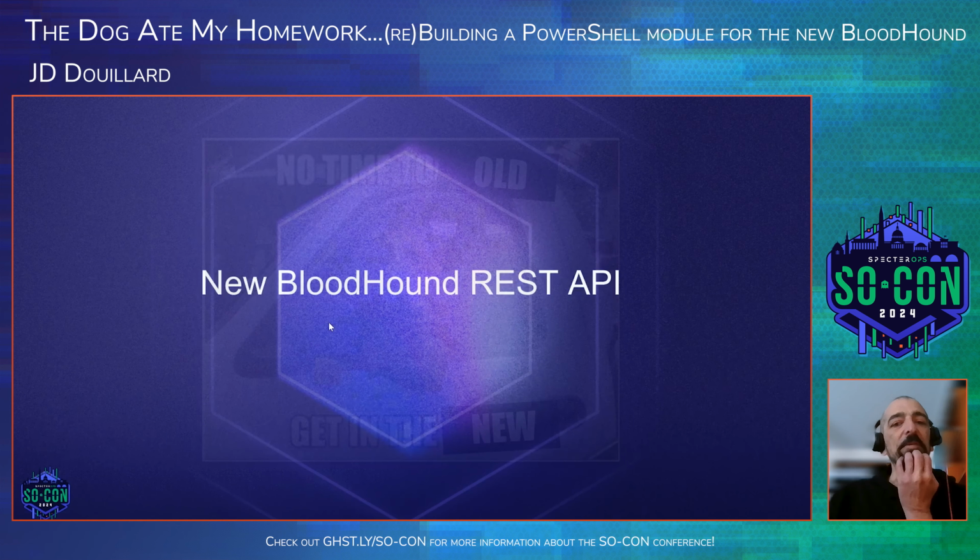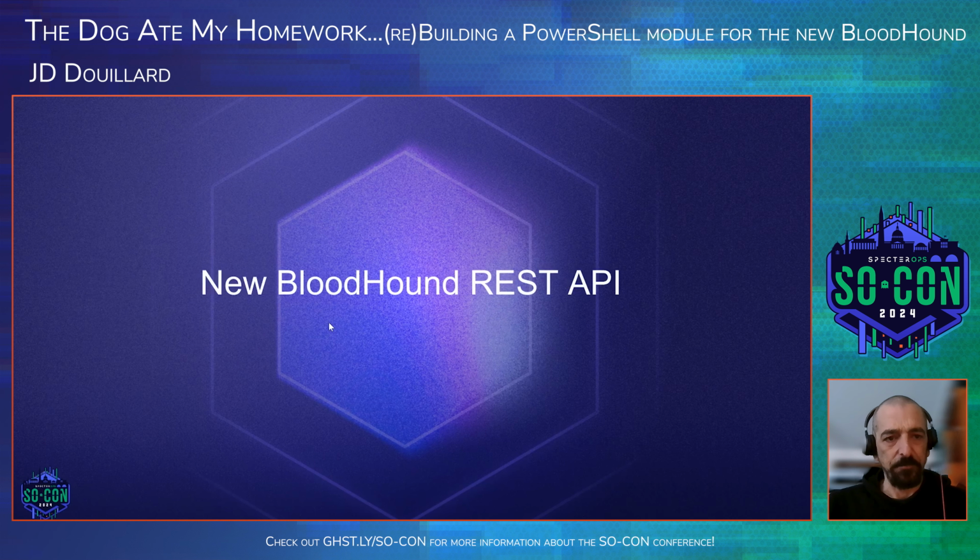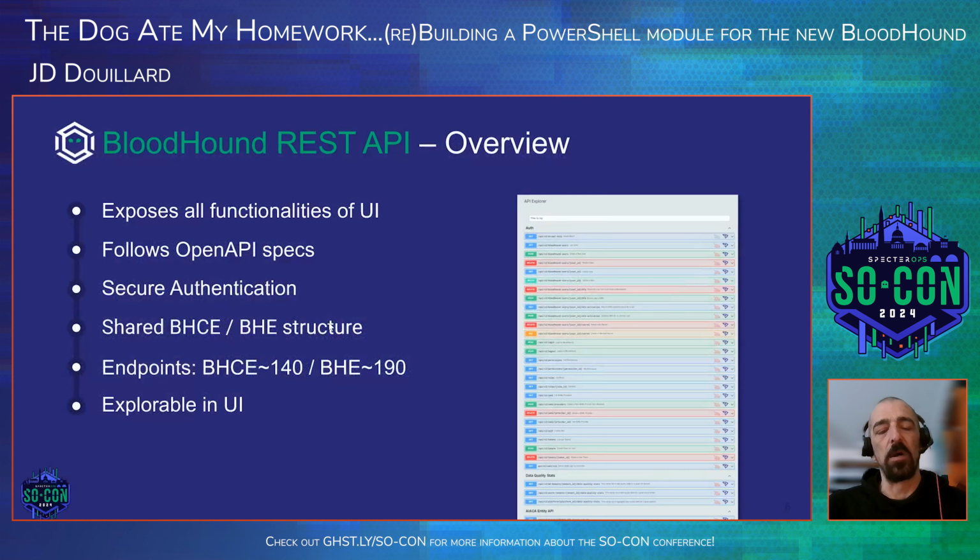Now let's talk a bit about the REST API itself. Like I said, the new BloodHound has a full-blown REST API, exposes all functionalities of the UI, follows the OpenAPI spec, and has secure authentication. It's the same way if you're using BloodHound Community or Enterprise. The only difference is the number of endpoints you're allowed to talk to depending on what version you're using. And it's all explorable in the UI with the API Explorer.